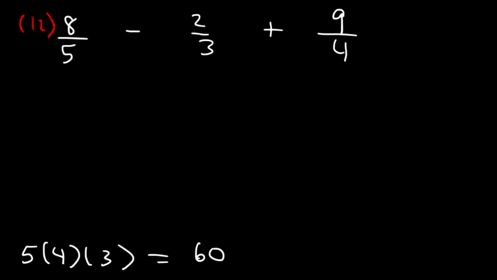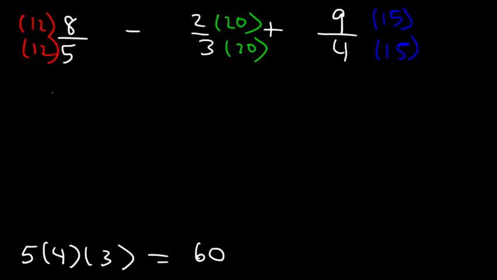So we're going to multiply the first fraction by 12, because 12 times 5 is 60, and the second one by 20, because 20 times 3 is 60. By the way, if you want to find out the number, divide it. 60 divided by 5 will give you the 12. 60 divided by 3 will give you the 20. And 60 divided by 4 will give us the number that we need to multiply this fraction by, which is 15.